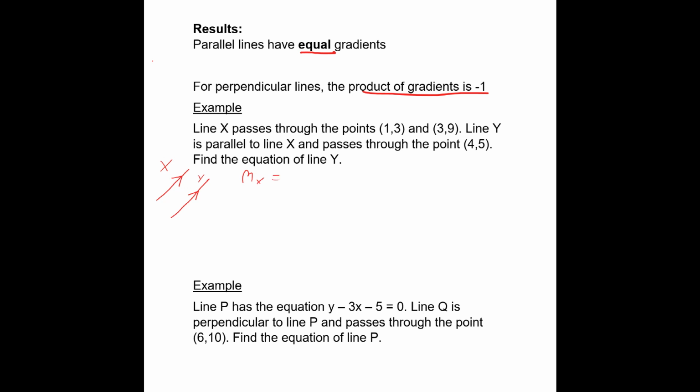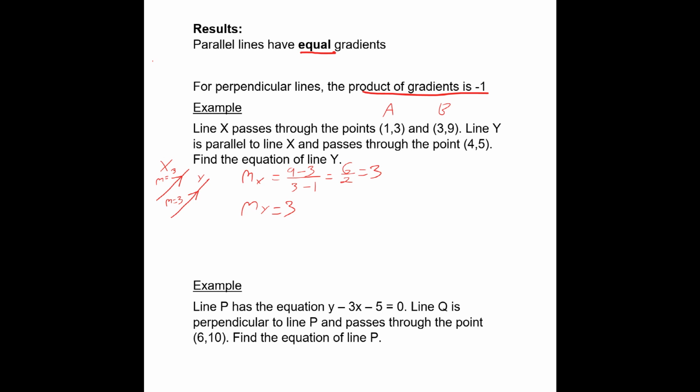If I call this my second point B and the point further to the left, (1, 3), my first point A, I have 9 take away 3, y2 take away y1, over 3 take away 1, x2 take away x1. I get 6 over 2, which is 3. So the gradient of line X is 3. But because Y is parallel to line X, it's also got gradient 3. So I can say the gradient of Y is 3.